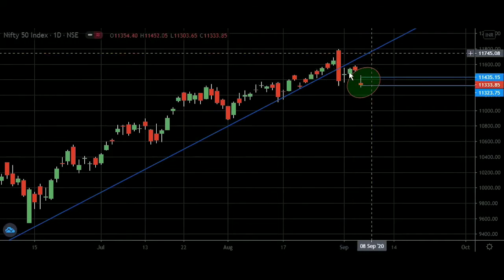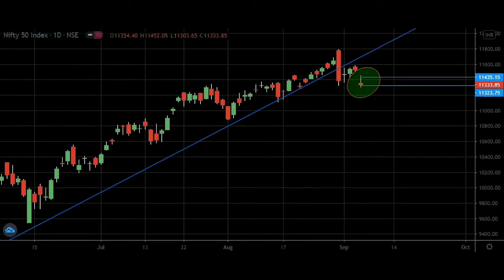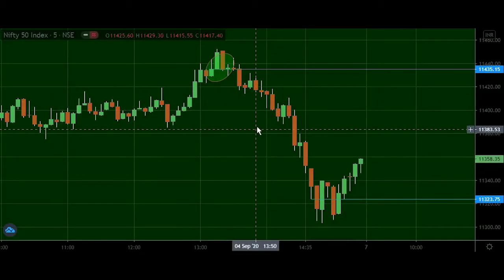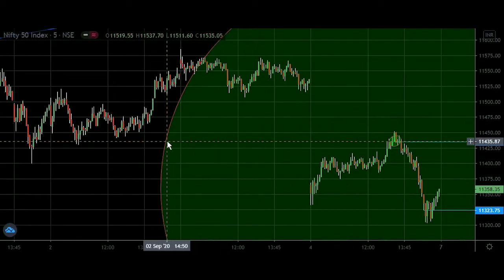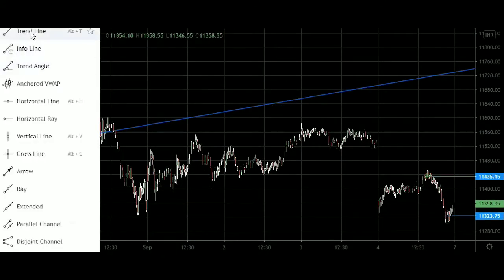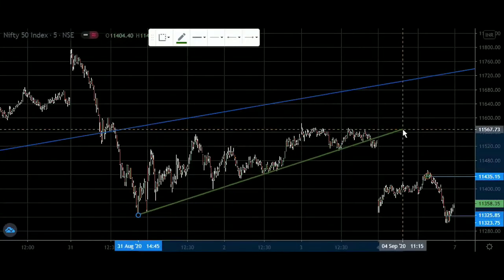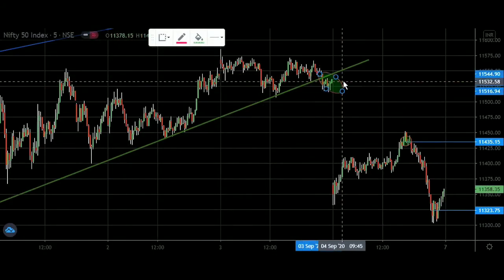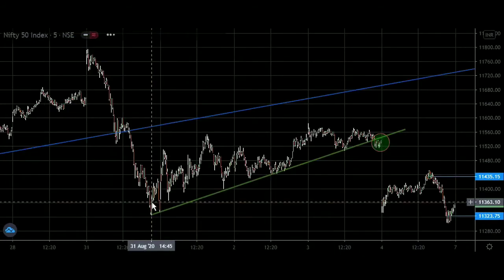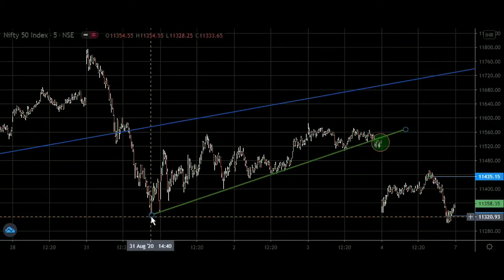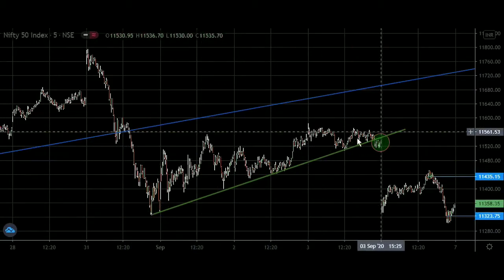Now let me take the 5 minutes chart and show you how and why I took my position on 3rd of September, that is on last Thursday. Let me draw the trend line at first so that you understand better. I am drawing another ellipse to mark the price action. So my friend, this is the 5 minutes chart. Now in this 5 minutes chart, you can see that from 31st of August, Nifty took support of this line and went up.